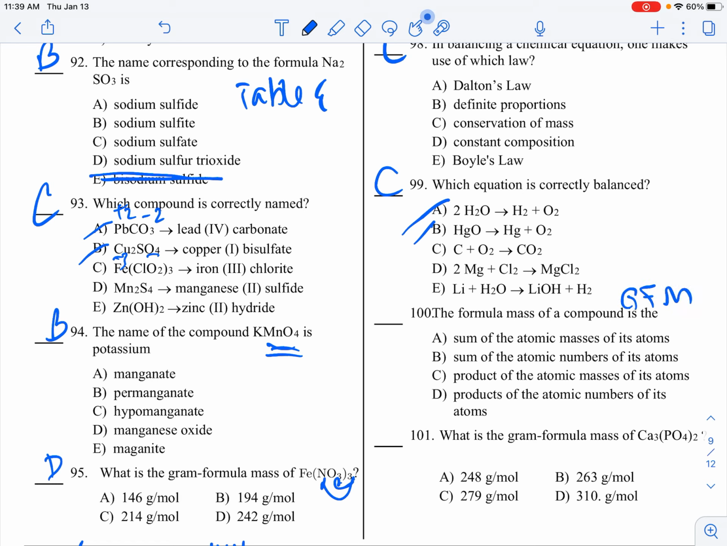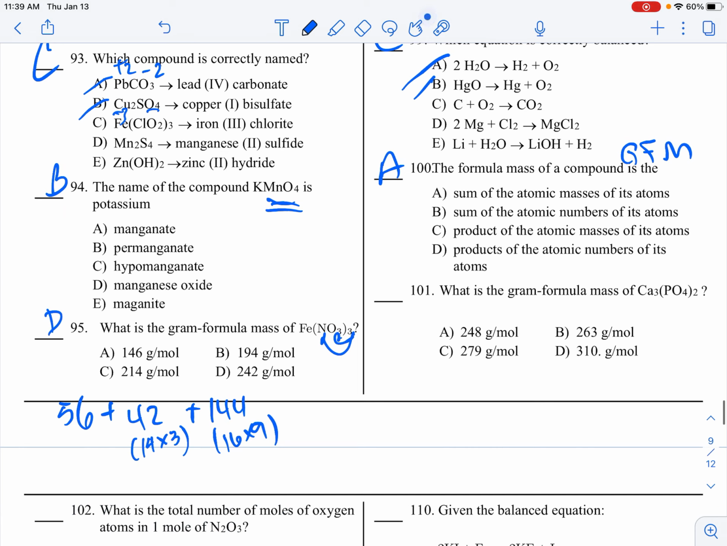Yeah. The formula mass of the compound, that's GFM, is the sum of the atomic masses of its atoms. Number 100 is A. What is the GFM of this? Okay, GFM. It's 3 times calcium, so that's 40 times 3. I'm looking up on periodic table. Phosphorus, there's going to be 2, so 2 times 31. And then there are 8 oxygens times 16 is 128.